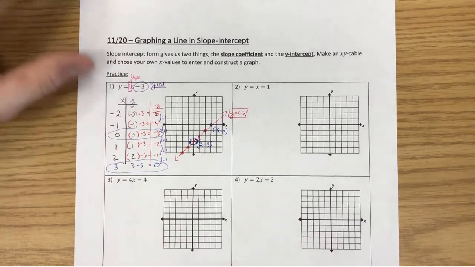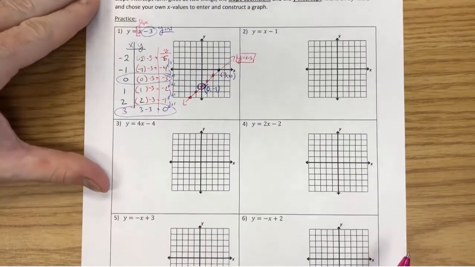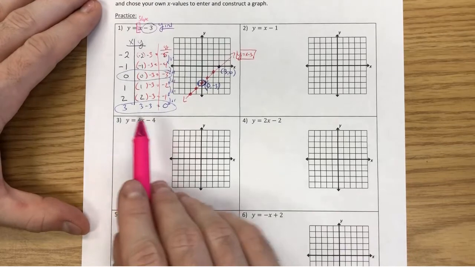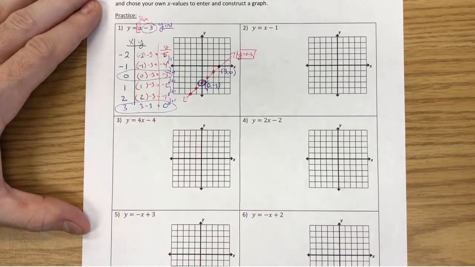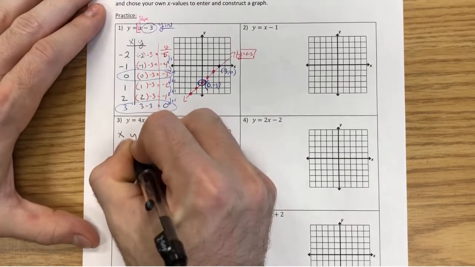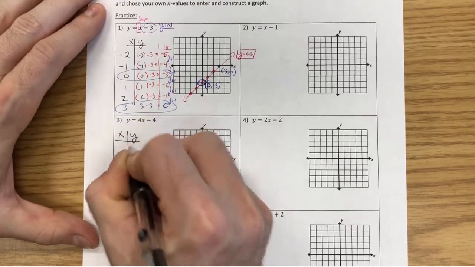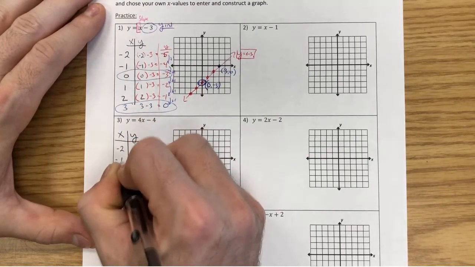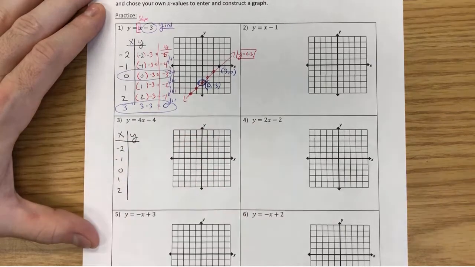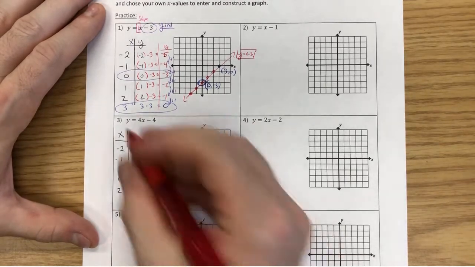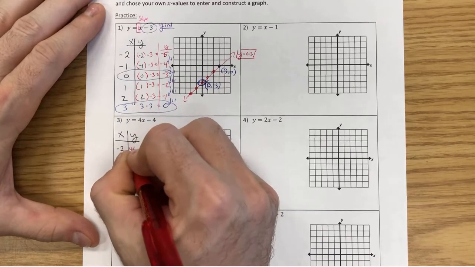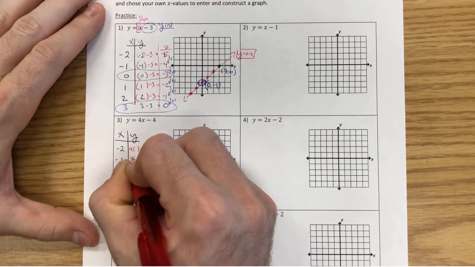Awesome. So let's try that again. Let's do another one just like that, except maybe a little bit more explicit this time. Let's actually put a number in front of the x. So let's build ourselves an xy table. Plug in the values, -2, -1, 0, 1, 2. And I'm going to plug these values into this. So 4 times that thing minus 4.